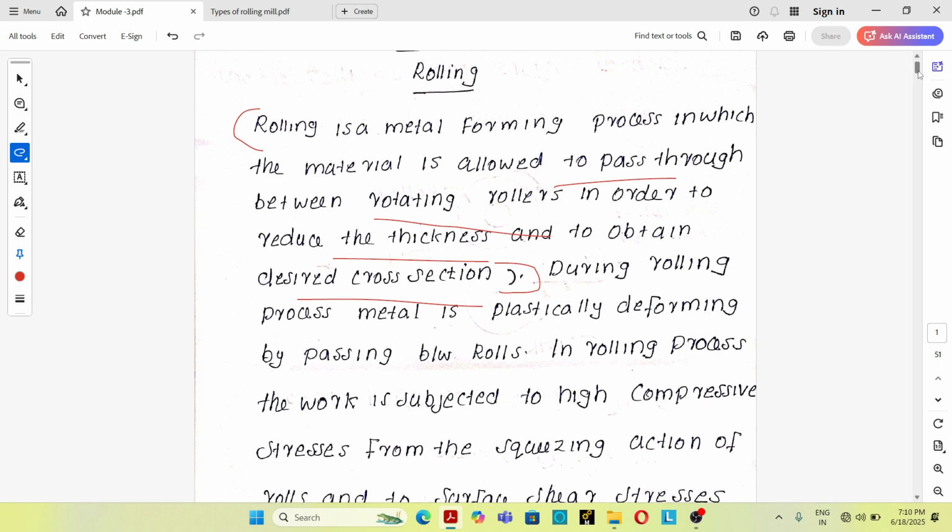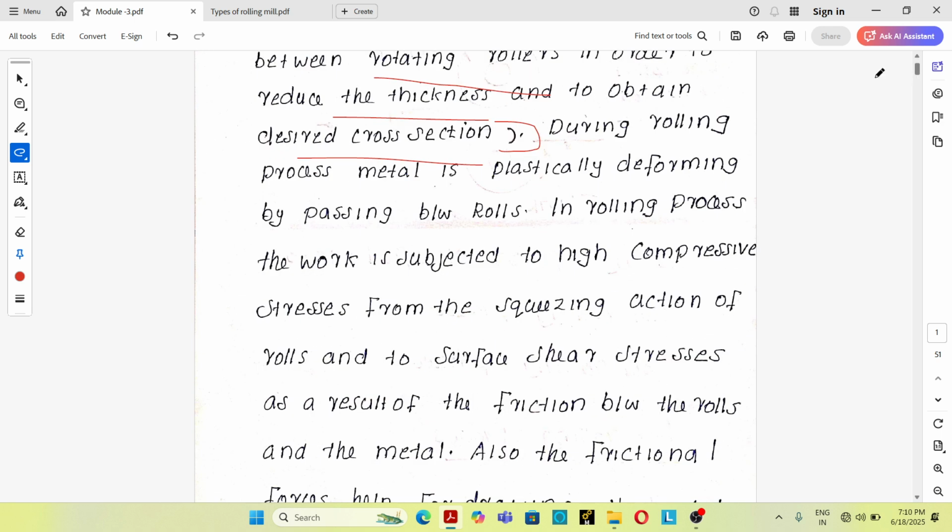During the rolling process, the work is subjected to high compressive stress due to the squeezing action of the rollers, and surface shear stress as a result of friction between the roller and the metal.